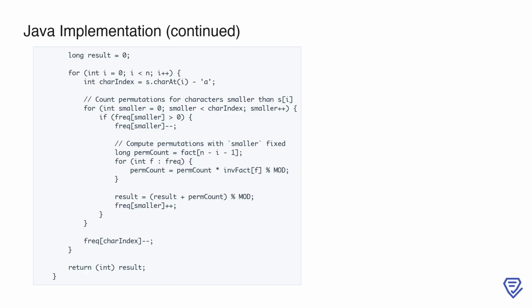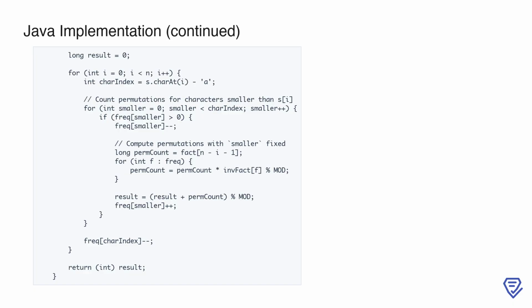We then check all characters smaller than the current one to determine the number of permutations that can be formed if one of these smaller characters is fixed at position I. If a smaller character has a non-zero frequency, we temporarily decrement its count in the frequency array, calculate the number of permutations using the factorials and modular inverses, and then add this count to the result.